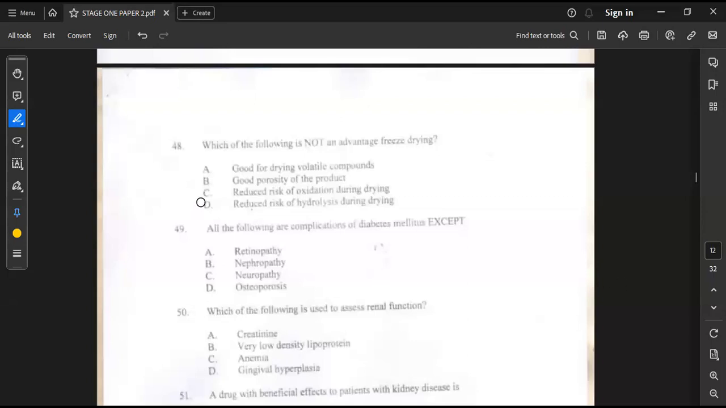All the following are complications of diabetes mellitus, except retinopathy, nephropathy, neuropathy, and osteoporosis. So as we know, retinopathy, nephropathy and neuropathy are the three complications of diabetes mellitus. So it doesn't cause osteoporosis in any way.